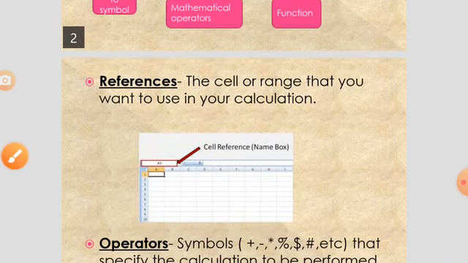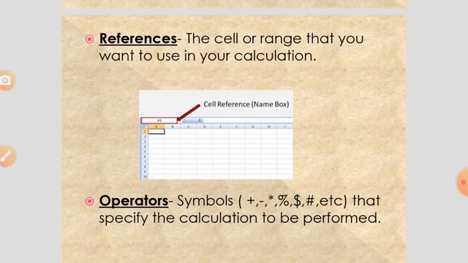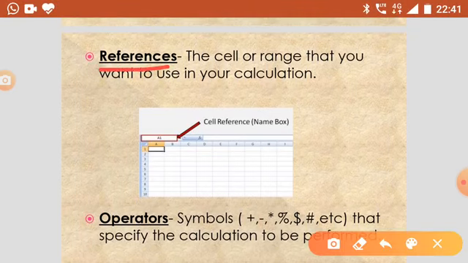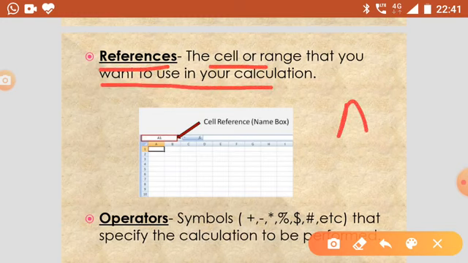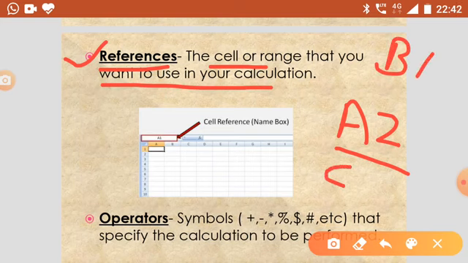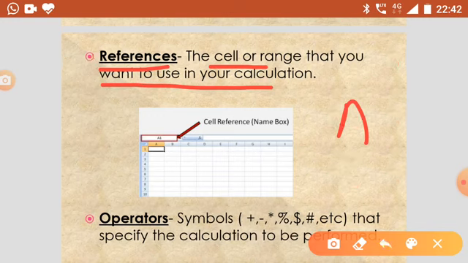The first thing is reference. What is the meaning of reference? The cell and the range that you want to use in your calculation. Any cell name or cell address that we use in our calculation, either B1 or C2, is known as a reference.